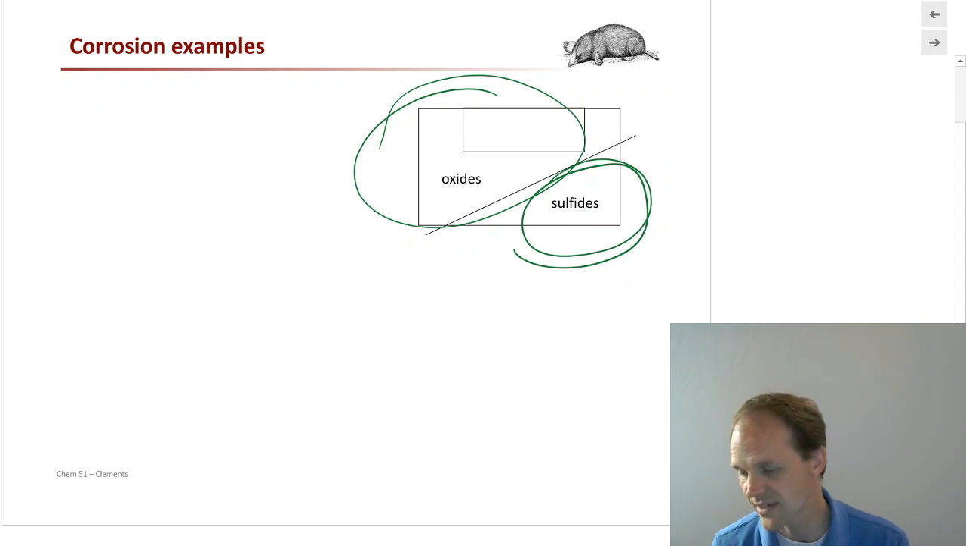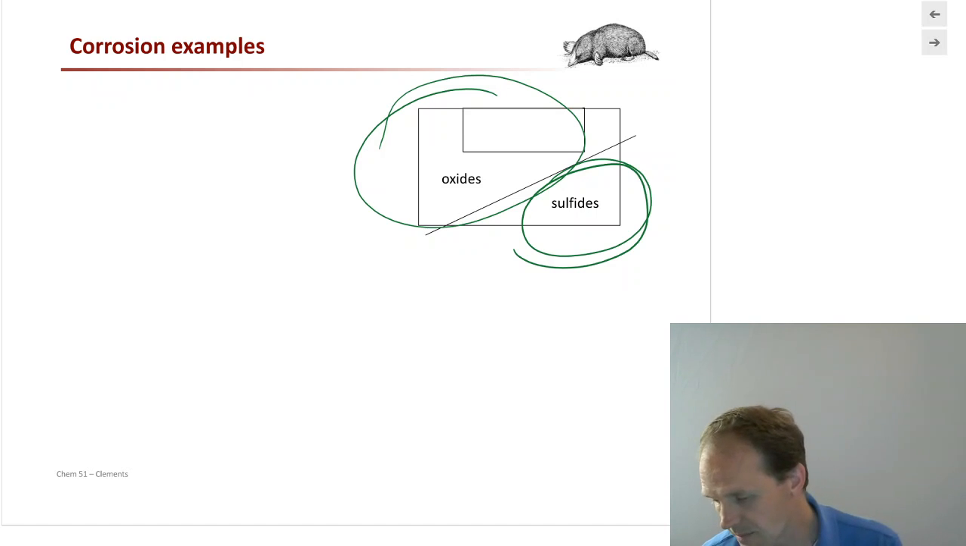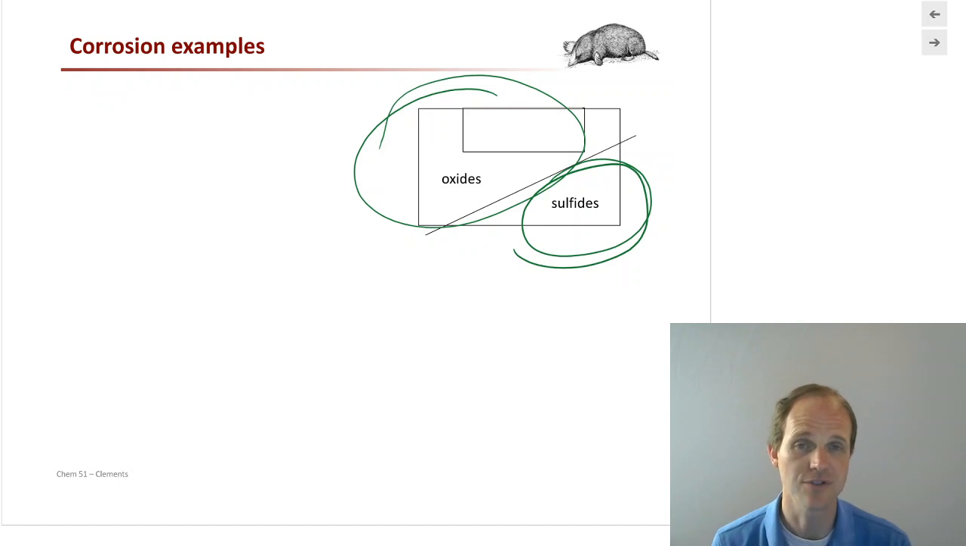And so you'll find things like mercury sulfide and silver sulfide. So when you see silver that's tarnished, yes, you're looking at corrosion of silver, but for the most part, you're actually looking at silver sulfide molecules, not silver oxide molecules.